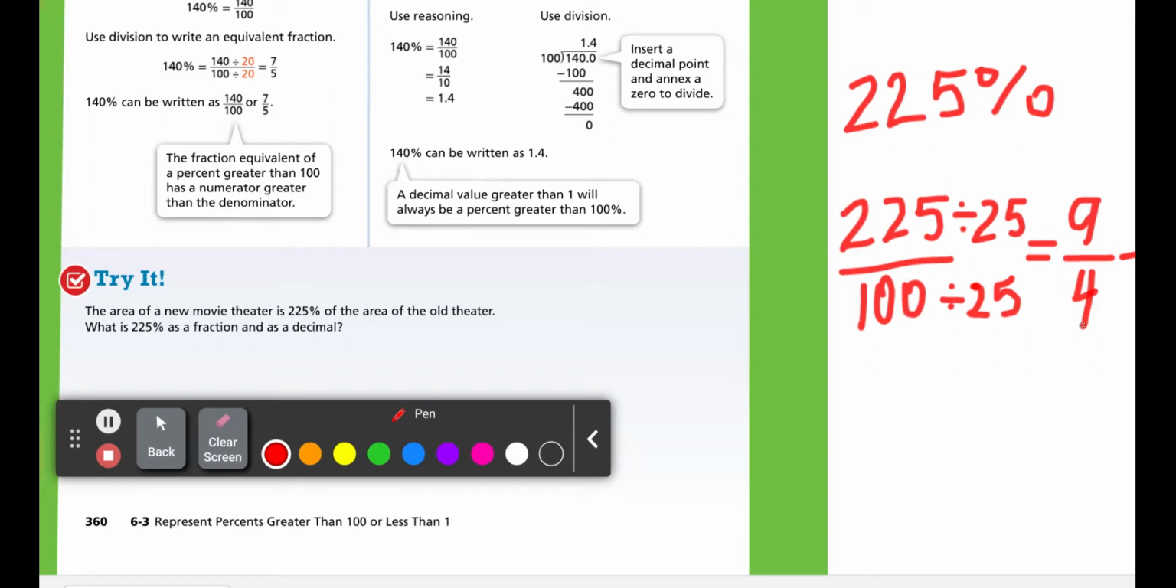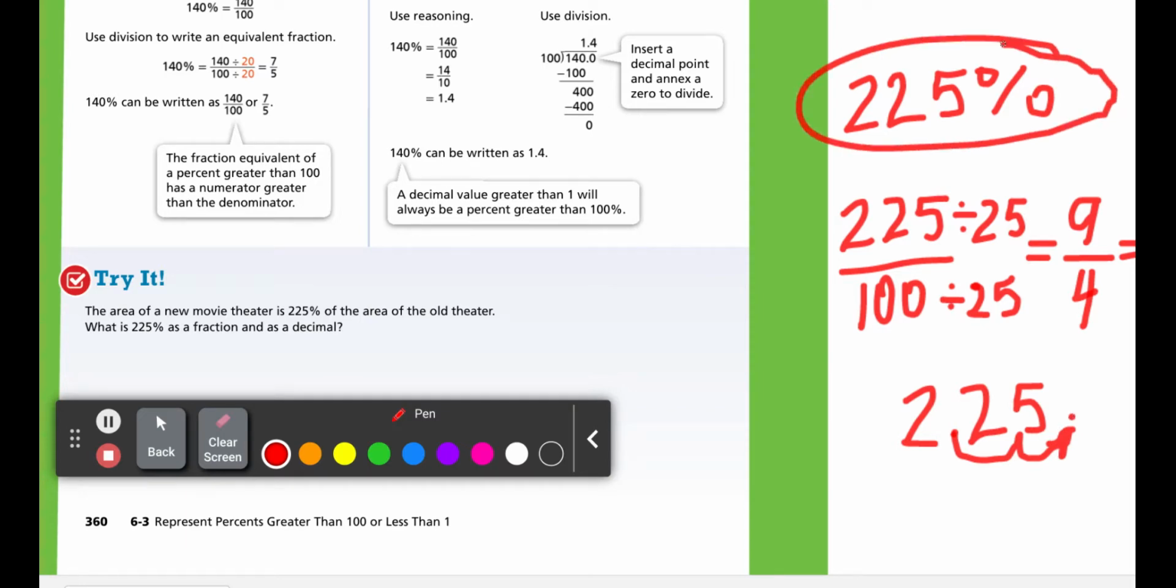Now, to write this as a decimal, we could plug it into our calculator. 9/4 or 225 hundredths is the same thing as what? How do we write that as a decimal? The answer, you plug it into your calculator, you should get 2.25 as the decimal. And if we wanted to check it, you move that decimal point 2 values to the right, and look, that matches our original percent.